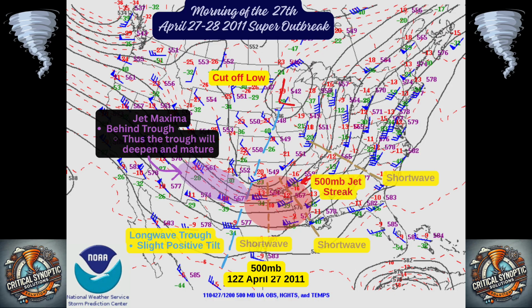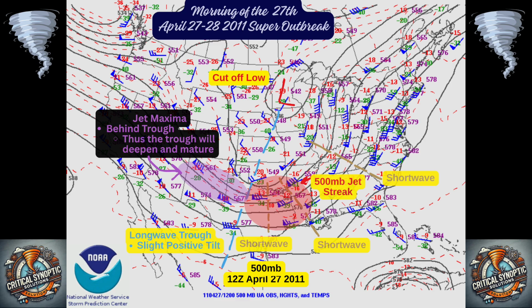Let's fast forward to one of the most significant severe weather outbreaks in U.S. history, April 27th, 2011. Before looking at what happened, let's look at the atmosphere that morning. Right away, notice a large trough stretching across the central United States. That's our first clue that the weather pattern is becoming more active.